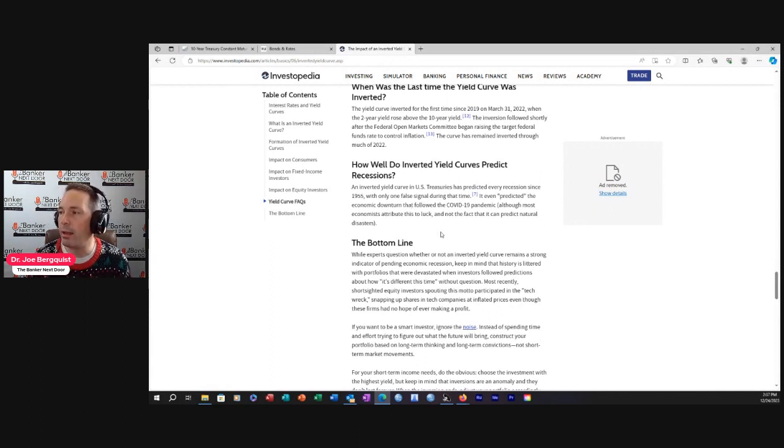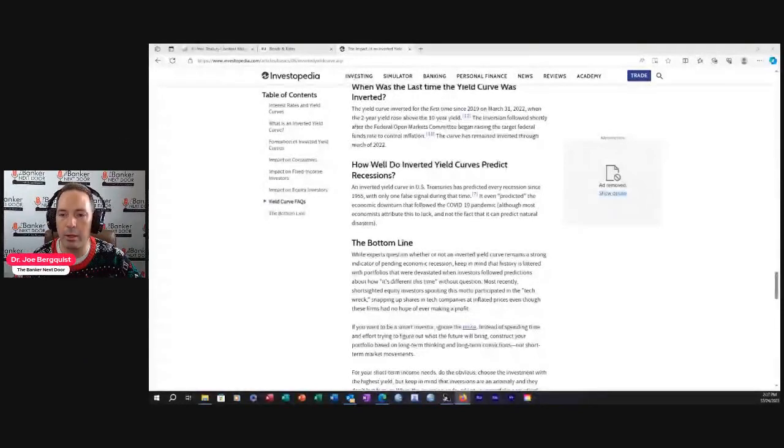Okay, a little truth to that. But an inverted yield curve in US Treasuries has predicted every recession since 1955 with only one false signal during that time. Now, here's a very interesting thing that happened.